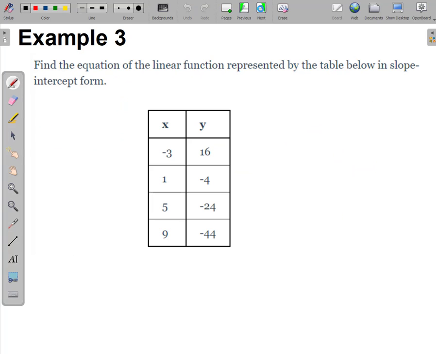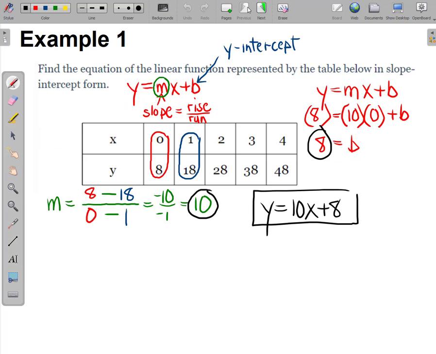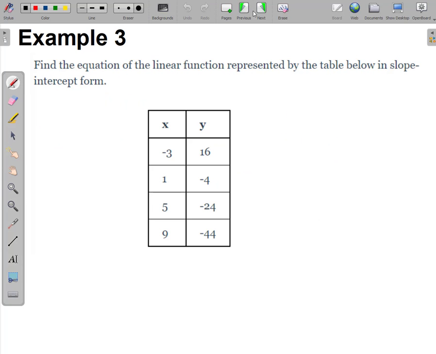Okay, example 3. Find the equation of the linear function represented in the table below in slope-intercept form. All right, cool. Did the last one say slope-intercept form? It did say slope-intercept form. All right, just curious.